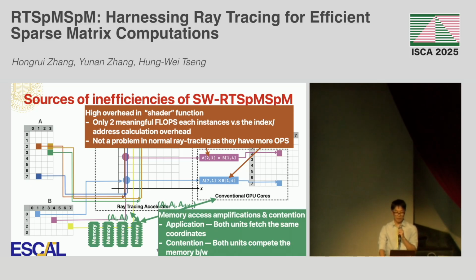And second, as both the ray tracing accelerator and the regular GPU vector cores need to access the coordinates information, this current algorithm will cause duplicated access to the same set of data. This increases the amount of memory accesses. And furthermore, since ray tracing accelerators and vector cores are separated, they will contend with each other when accessing memory.